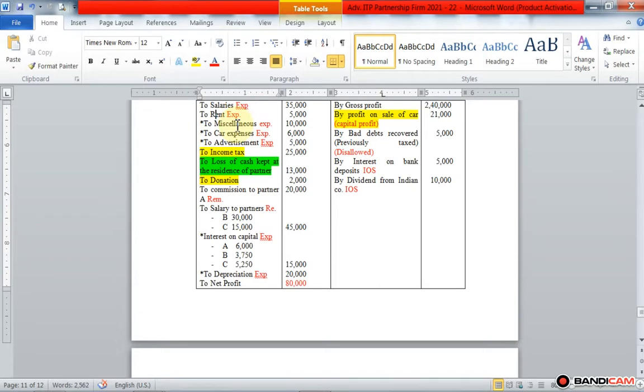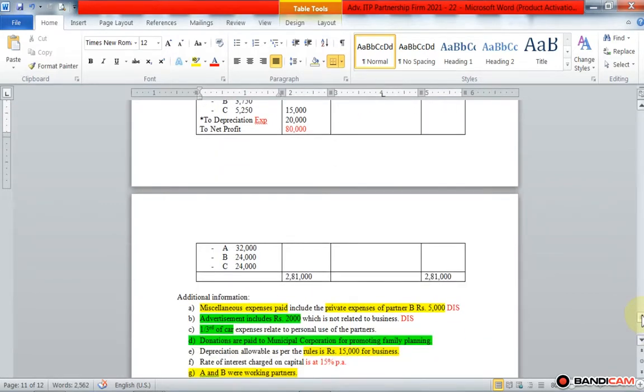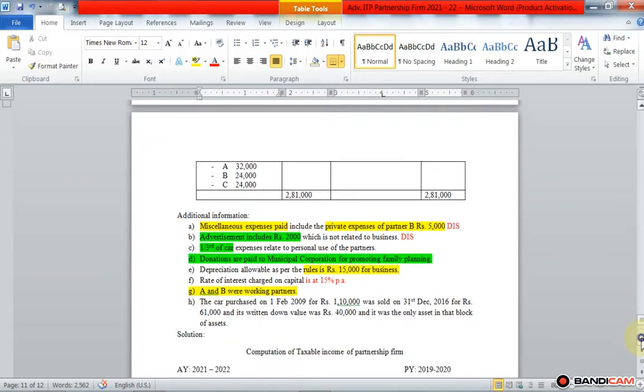Miscellaneous expenses, that is sundry expenses, are expenses relating to the partnership firm, but here we make a star in front of miscellaneous expenses. Star denotes that additional information is given on miscellaneous expenses. So read the additional information and then give the effect. Additional information number one: miscellaneous expenses include the private expenses of partner B. So private expense of a partner is disallowed. So add these expenses to net profit.